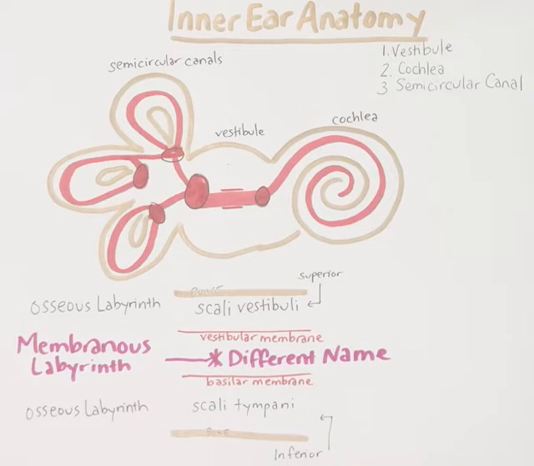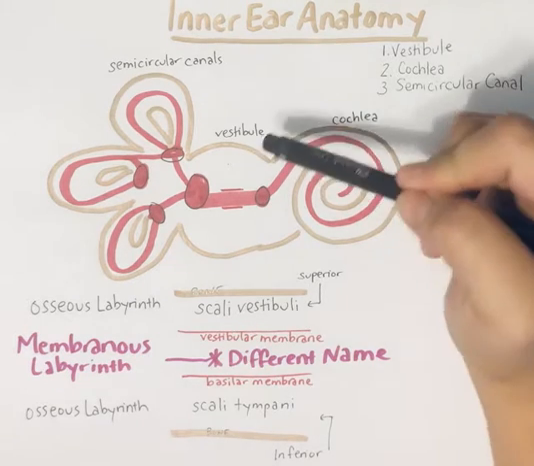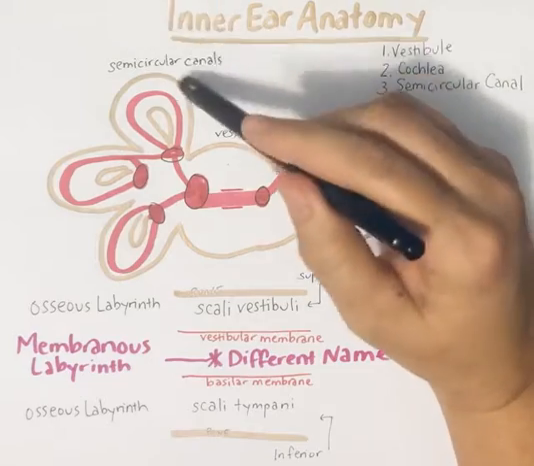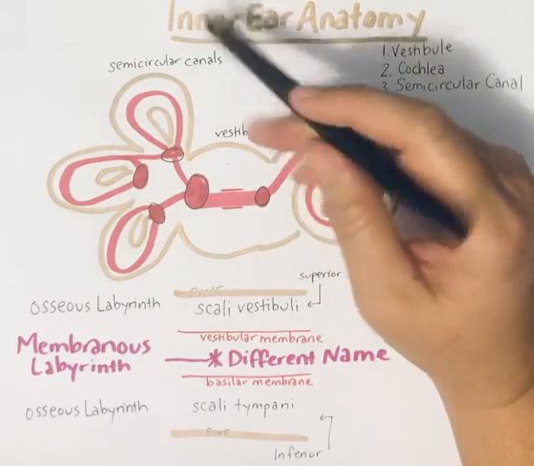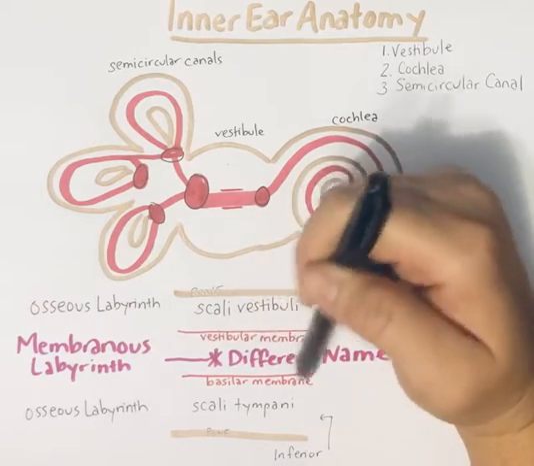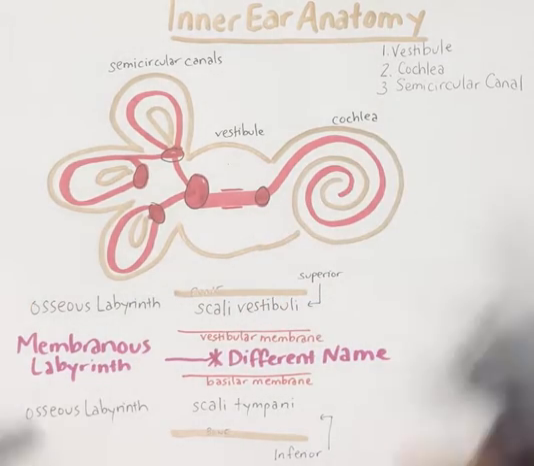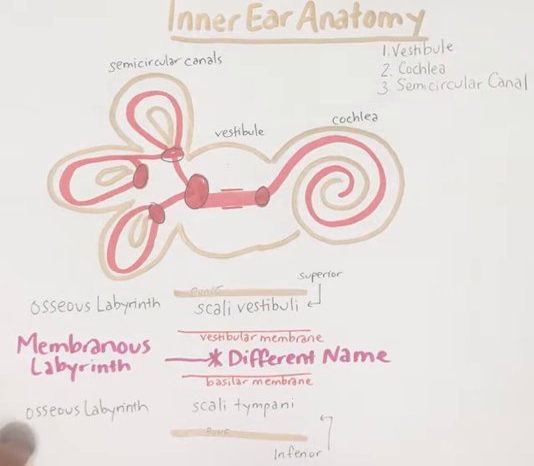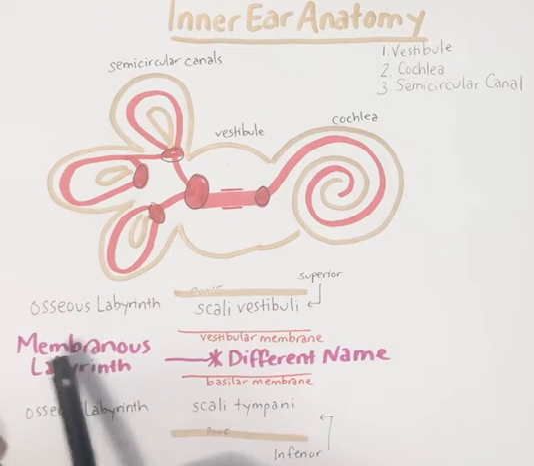But before we can talk about that, the inner ear is literally responsible for generating action potentials for hearing at the cochlea, static equilibrium at the vestibule, and dynamic equilibrium at the semicircular canals. So we're going to have these different organs in the membranous labyrinth that are going to generate action potentials. Before I go into that, I need to go over the different types of fluid in the osseous labyrinth versus the membranous labyrinth.